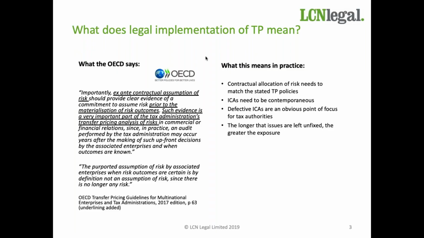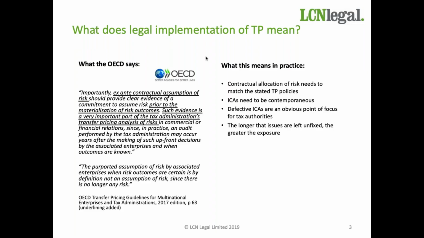And of course, from a documentation perspective, the intercompany agreements need to be listed out, so that the material ones need to be listed out in the master file, and actual copies of intercompany agreements need to be attached to the local files. The second quote at the bottom left there, I will read out because it is absolutely fundamental here. And the quote is, the purported assumption of risk by associated enterprises when risk outcomes are certain is by definition not an assumption of risk, since there is no longer any risk.